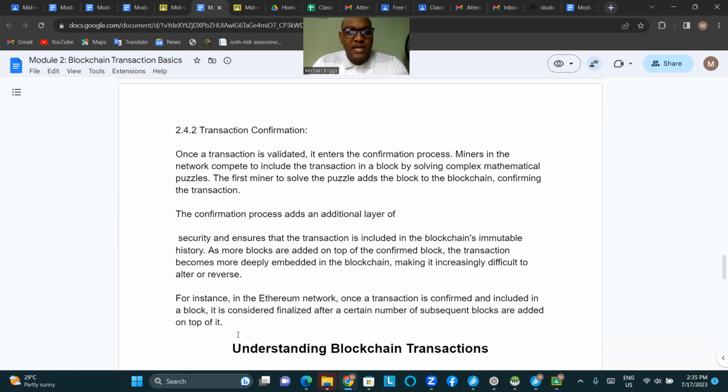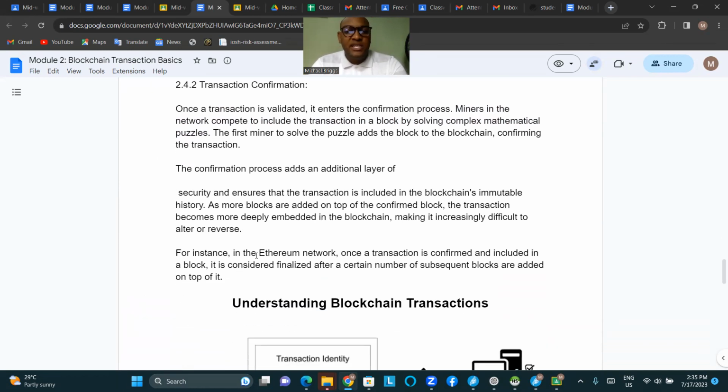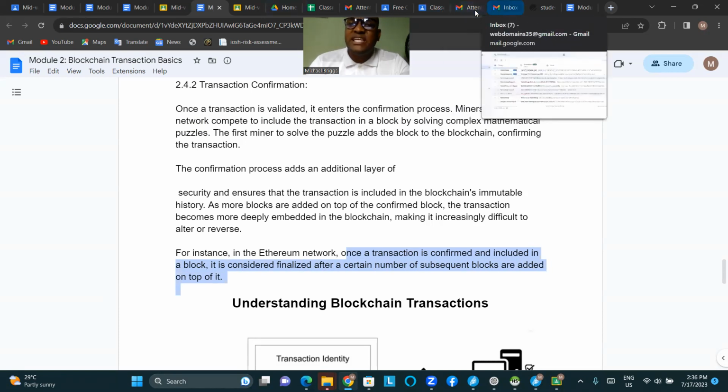Easy? Okay, let's see a very simple example. Let's take the Ethereum network, for example. Once a transaction is confirmed and included in a block on the Ethereum network, it is considered finalized after a certain number of subsequent blocks are added on top of it. So let's see an example of such a transaction.